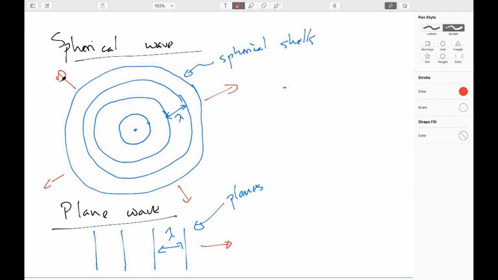So if you're close to a source, it makes sense to model the wavefronts as spheres. When you get really far away from the source, it makes sense to model them as planes. If you're in between, well, I'm really sorry, the math of that gets really ugly.